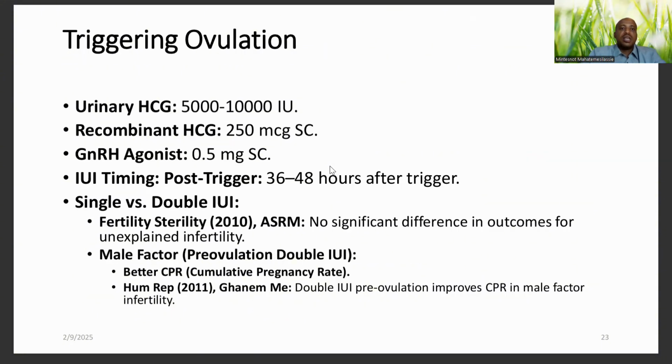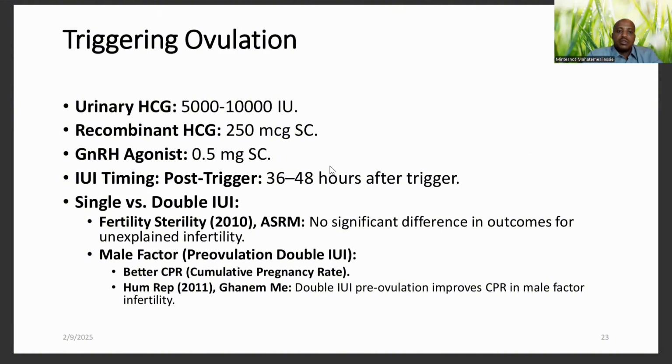What are these triggering drugs? We have urinary HCG and recombinant HCG. Both are equally effective. You can use them alternatively. In some patients who have a risk of ovarian hyperstimulation, you can give gonadotropin releasing hormone agonist. It is short acting, so the risk of OHSS is less. The other thing is the timing of IUI. Once you give the trigger drug, you can inseminate after 36 to 48 hours of trigger.